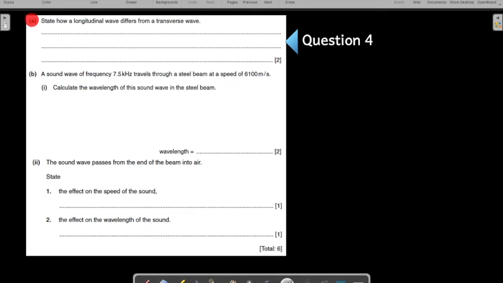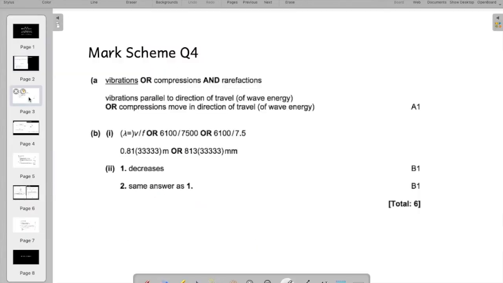Question number 4, the A part asks you, state how a longitudinal wave differs from the transverse wave. It's a 2-mark question, so you need 2 valid points in your answer. Please refer to my video on longitudinal and transverse waves to understand how the questions for these are written. So longitudinal waves, how do you define? The transverse wave, how do you define?